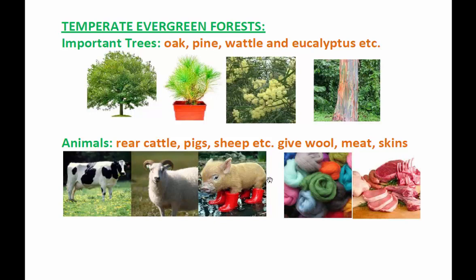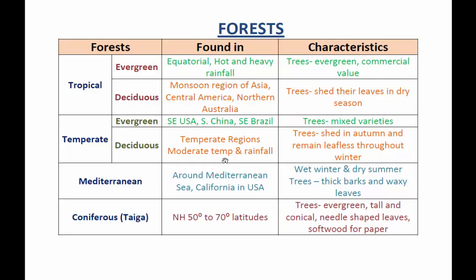So, most of these animals will give you wool, meat, as well as skin or hides, so to say. So the next type of forest is temperate deciduous forest.